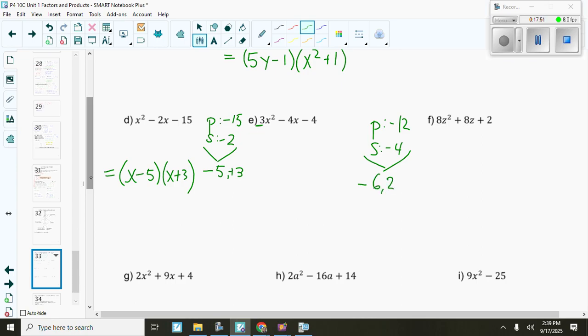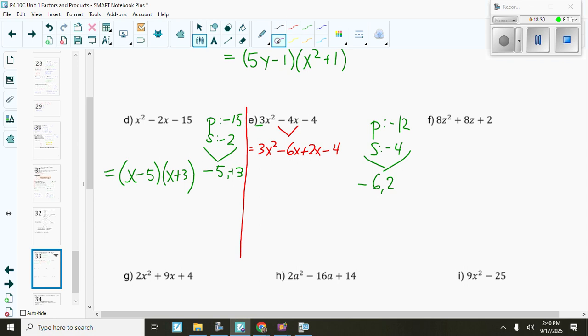Now that we've done product sum, we break apart the middle term. I'm going to do it in another color, so it shows up really well for you. We're going to break apart my negative 4x and switch it with a negative 6x and a positive 2x. So our 3x squared stays the same, then negative 6x, positive 2x, and then my minus 4.